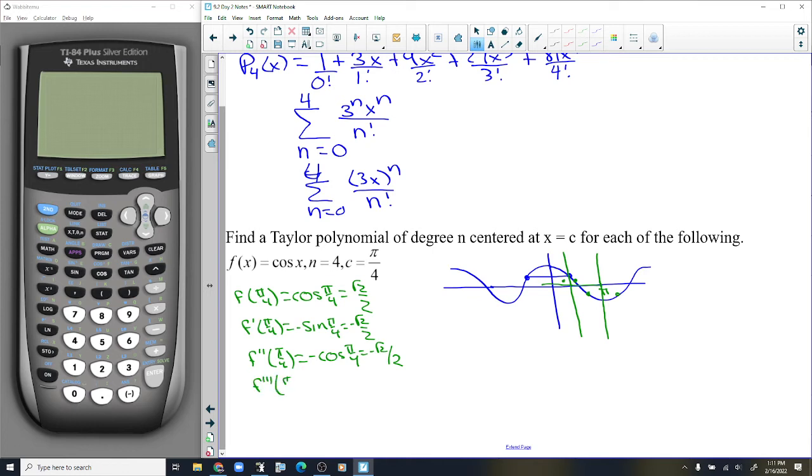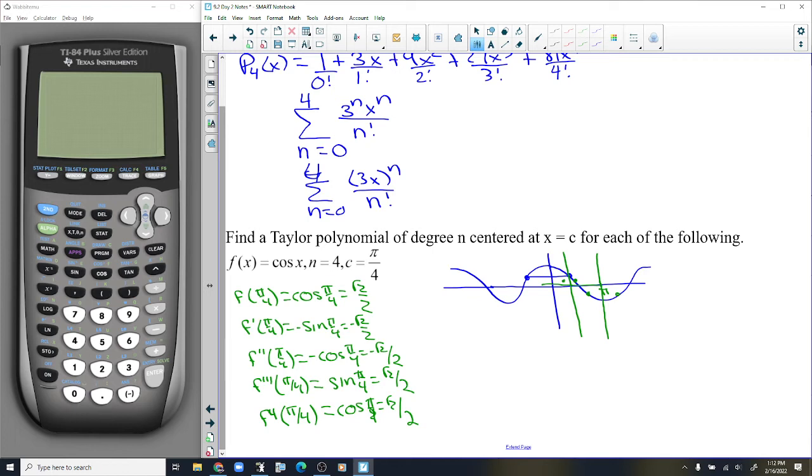Third, sine. Square root of 2 over 2. And when you hit the fourth derivative of sine or cosine, you're back to where you started. So we're back to cosine of pi over 4. Square root of 2 over 2. And that's what we want. We want the fourth degree Taylor polynomial for this. So lots of square root of 2 over 2s, but it looks like it goes 2 negatives and 2 positives, 2 negatives and 2 positives.